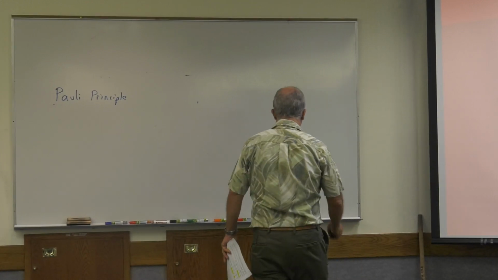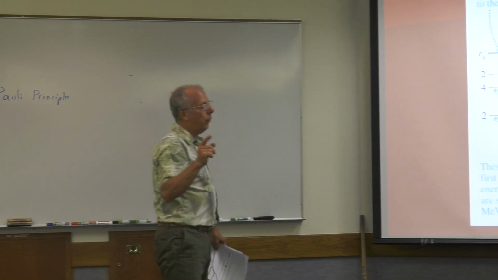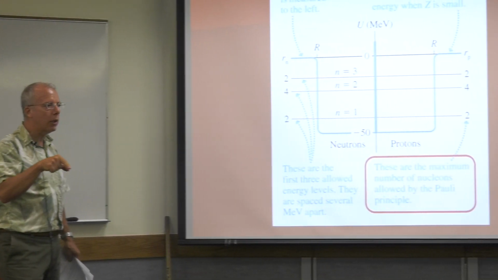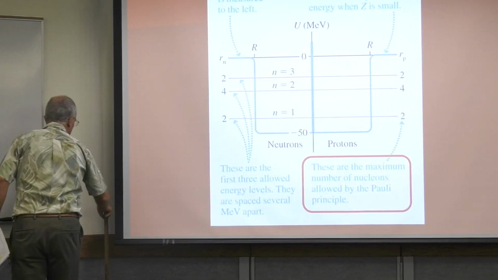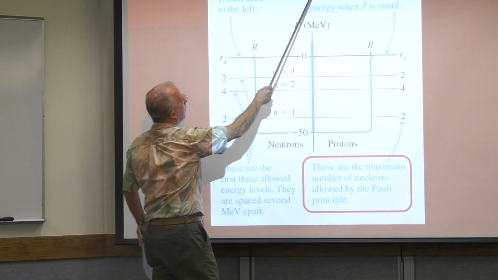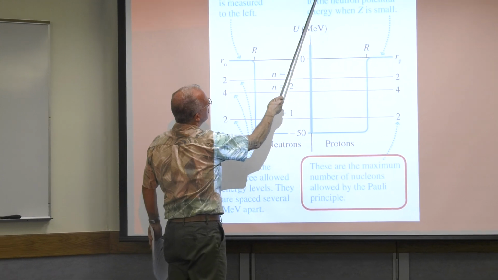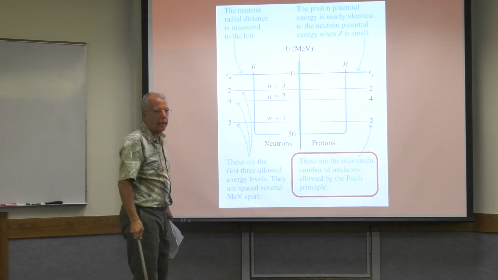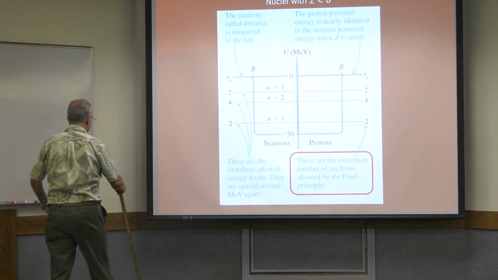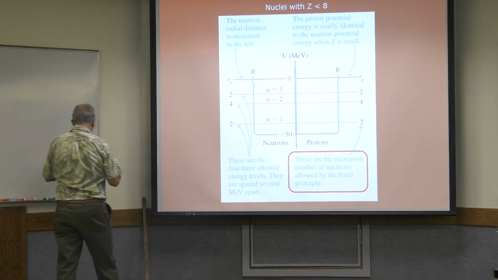Okay, so we're going to take 2 cases. We're going to take the case where we have a small number of protons. Remember, Z is the proton number. So this is nuclei with Z less than about 8. Okay, so a small number of protons. So we'll do that case first because it's the easiest.